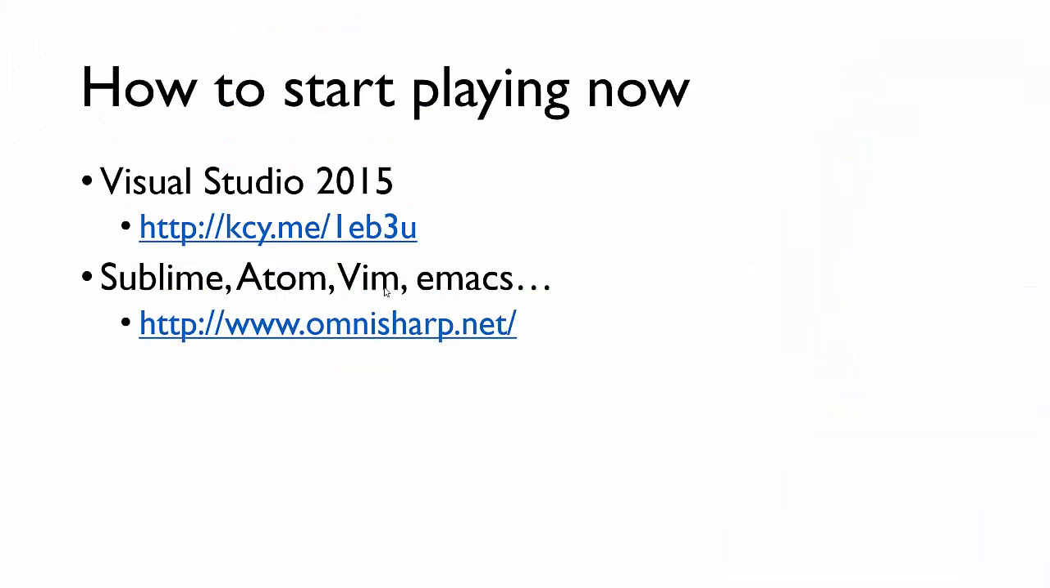But finally, how to start playing now with all these features that we have seen here? If we'd like to play with Visual Studio 2015, we can download it from this URL. And on the other hand, if we use Sublime, Atom, Vim, Emacs, or any other text editor, we can use the OmniSharp project that gives us some IntelliSense and some compiling abilities for our ASP.NET projects.